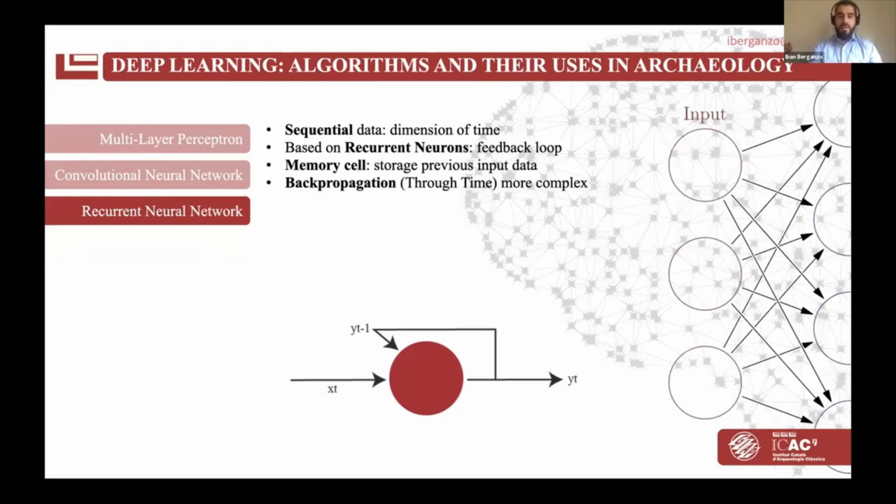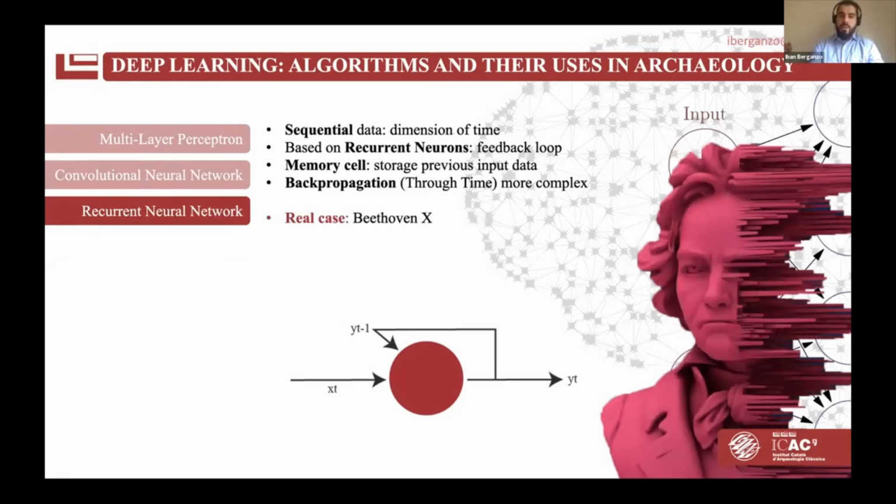And the backpropagation, the way to update the weights, is a little bit more complex. A real case is Beethoven X. That is a work that appeared last week, where they finished Beethoven's Unfinished Symphony number 10.